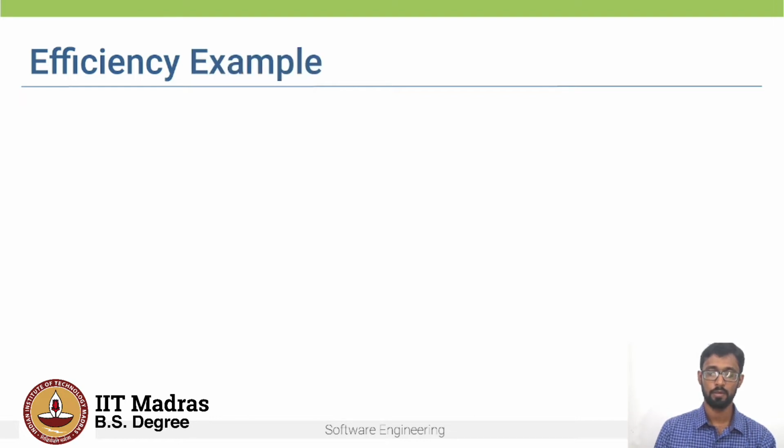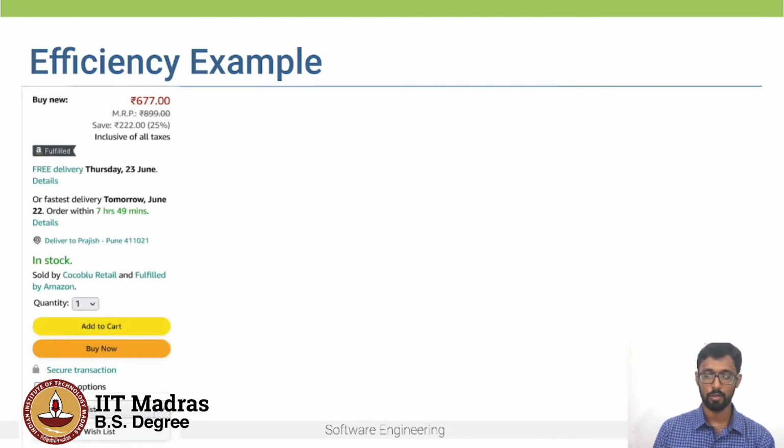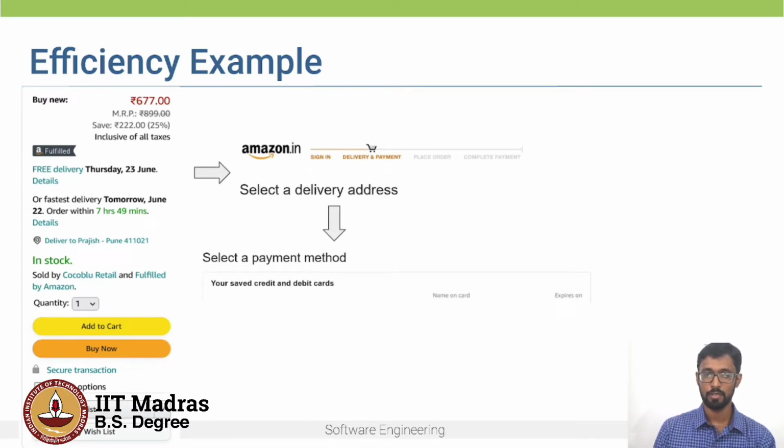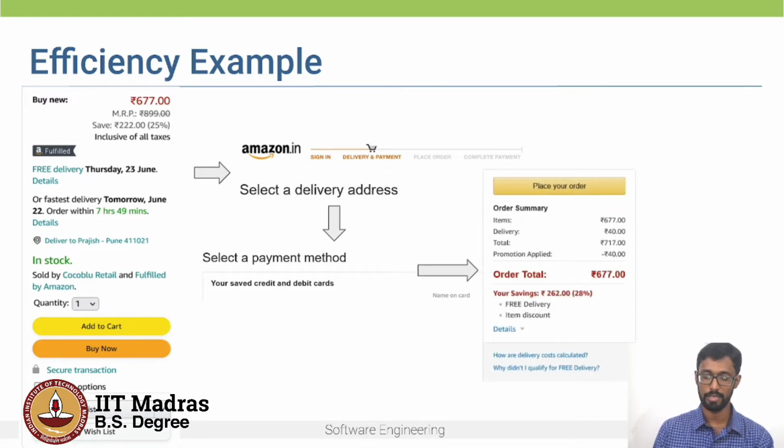For example, let's say we want to buy a product at Amazon. So how many clicks are required to buy an item at Amazon? So you click on buy now first, then you select a delivery address, then you select the payment method, and then finally you can buy the item. And if you notice, Amazon avoids repetitive tasks, such as it helps us save the delivery address, save the card details, so that users who come again and again can buy an item quickly.